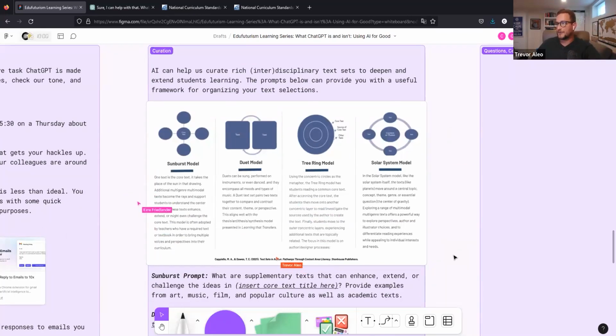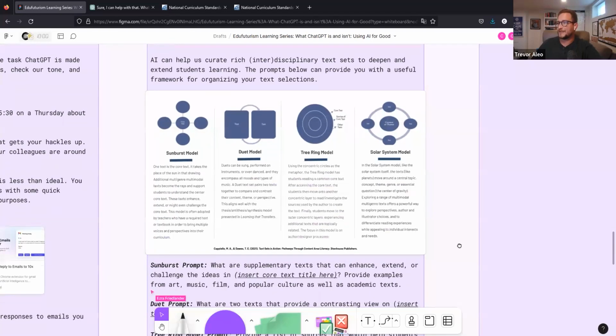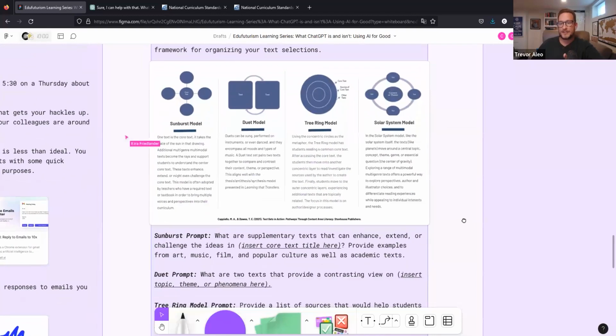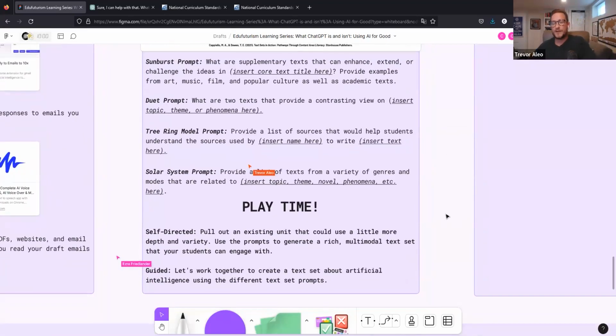And I have this really great infographic here that I created based on Cappiello and Dawes' Text Sets in Action, Pathways Through Content Area Literacy book. And the prompts that I've curated are ways that you could use ChatGPT to curate a list of supplemental texts. So in an English context, I've used it to, have a central novel. We're reading Nella Larsen's Passing. And I'm like, what are some examples of literary theory or a poem or a piece of art that explores similar themes? And it can curate that for you.